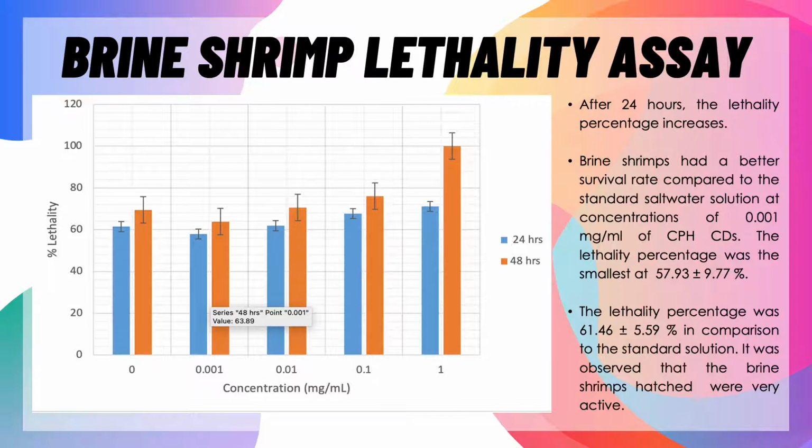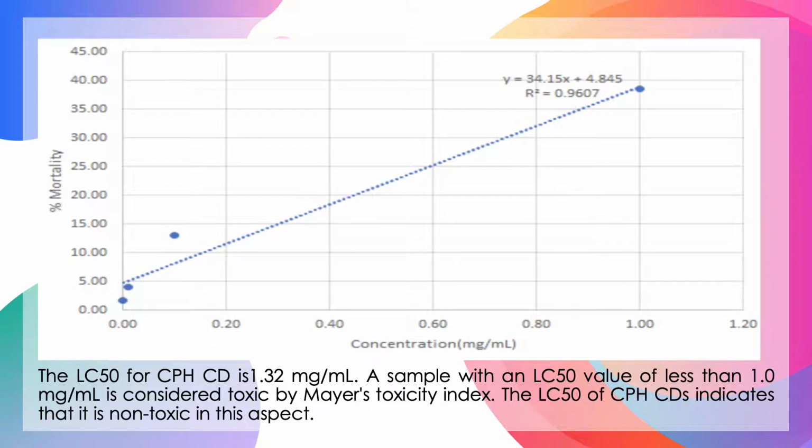It was observed the brine shrimp that hatched were very active. After 24 hours, they didn't survive so well because there was no oxygen or nutrient. So this is LC50. From this linear regression, I got 1.32 milligram per ml, meaning that according to Meyer's toxicity index, the LC50 is considered toxic if it's less than 1. In my case, it's 1.32, meaning it is not toxic.